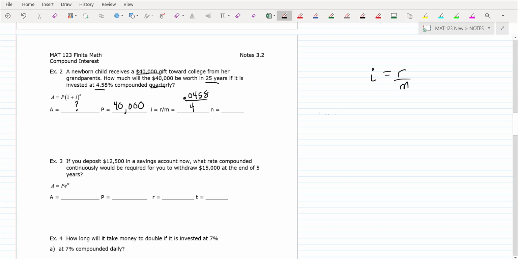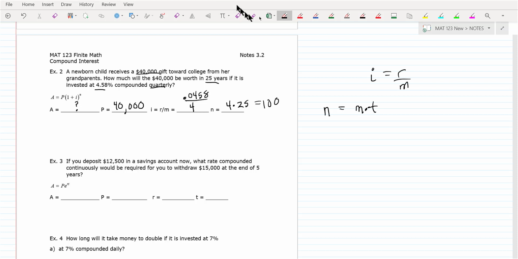Now N is just the total. Whenever you look at N, you always do M times T. So it's the total number of times that interest is done. Think about it this way, you can do this in your head too. Interest is done 4 times a year for 25 years. So how many total times would interest be done? 100, right? You compound 4 times for 25 years, so you get 100. That N in that formula is the grand total of how many times you compound interest.